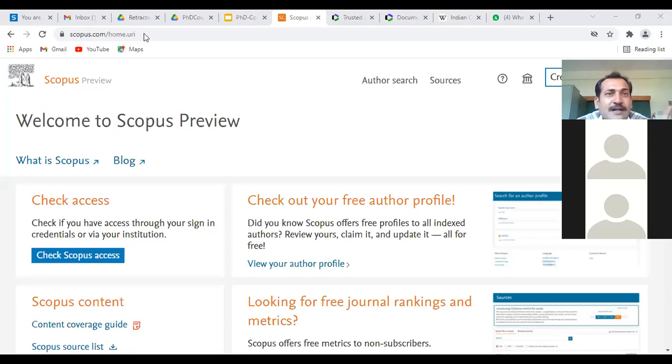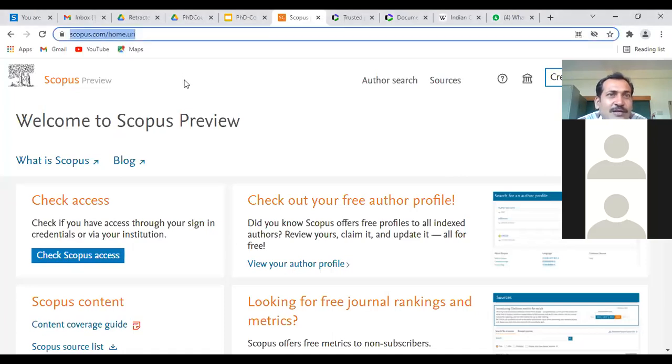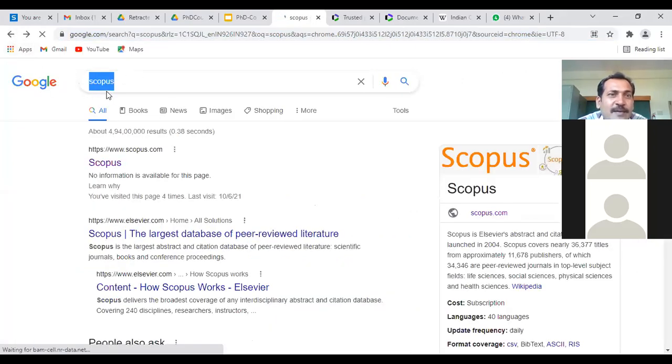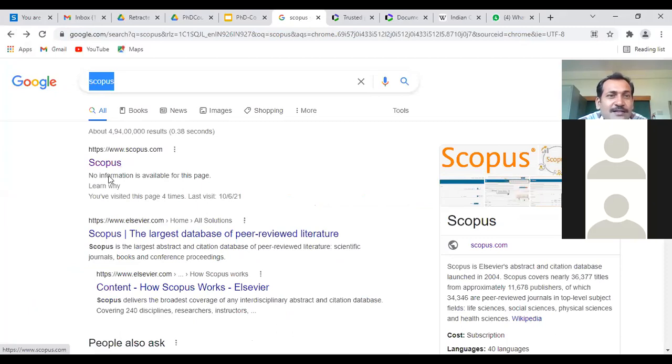Now, if I look at the different search engines, right? These are the different search engines. For example, if I put Scopus in Google itself, we will see these search engines. Do you see this URL and all? Okay, I will first use the mouse. So here, if I use Google Scholar and put Scopus, you will see Scopus like this.